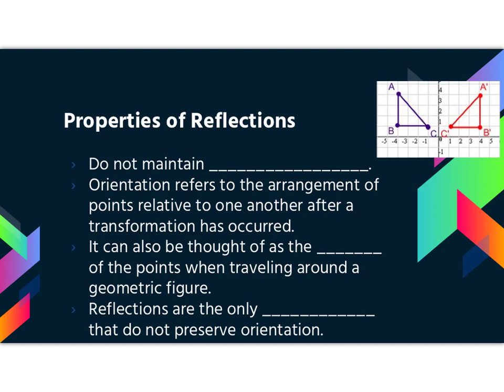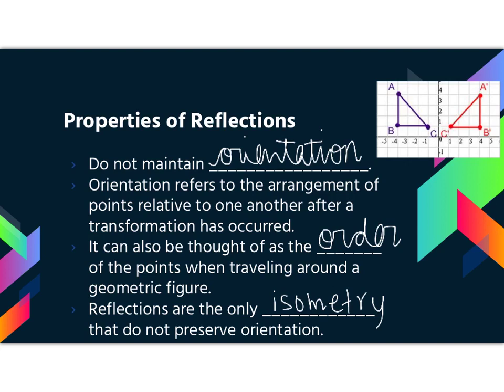Reflections do not maintain orientation. Orientation refers to the arrangement of points relative to one another after a transformation has occurred. It can also be thought of as the order of the points when traveling around a geometric figure. Reflections are the only isometry that do not preserve orientation. Recall that isometry refers to rigid transformations. There are 3 types. We have rotations, translations, and reflections. So reflections are the only ones who don't preserve orientation, meaning that rotations and translations do maintain orientation.